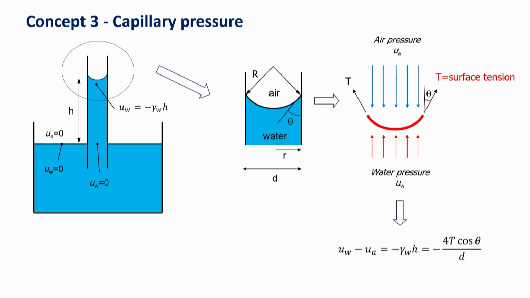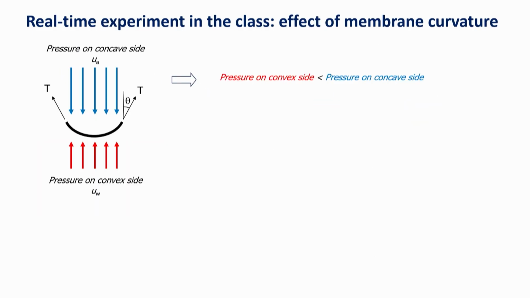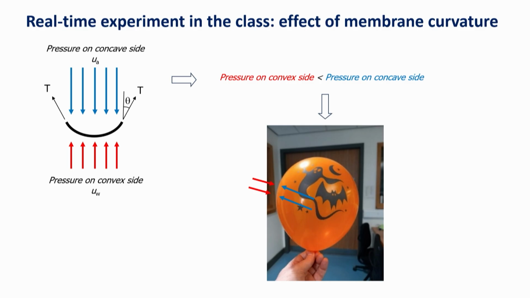Now, mathematics, but you can also describe that without the mathematics. So you have a pressure on the convex side. You have a pressure on the concave side. The pressure on the convex is lower. Sorry, I'm teaching in October, so that's Halloween time. So the balloon is telling us exactly the same story.